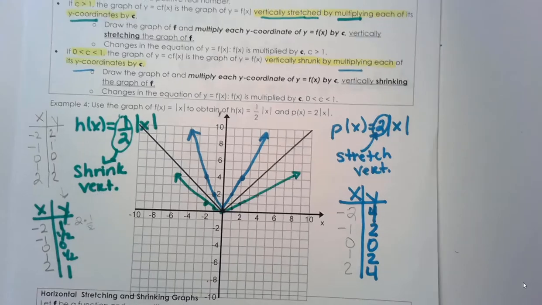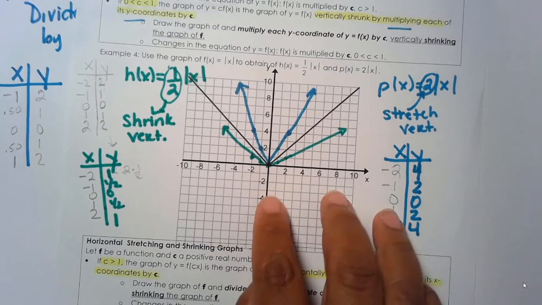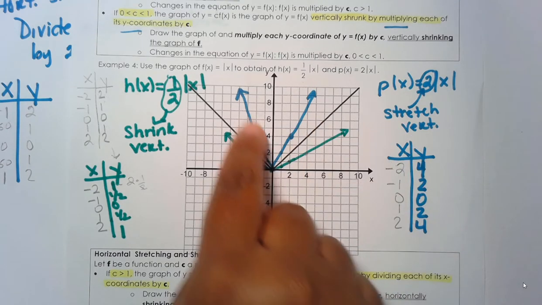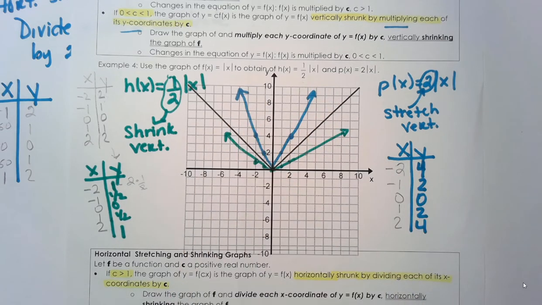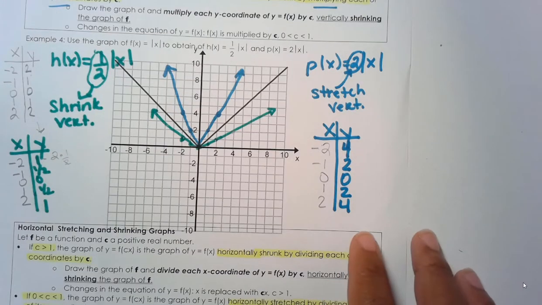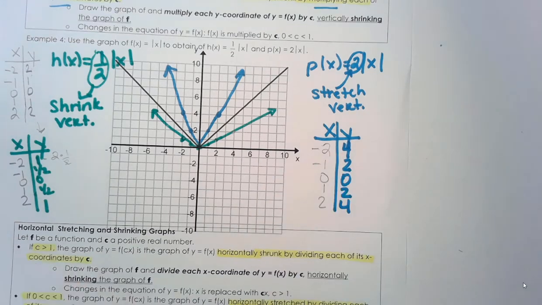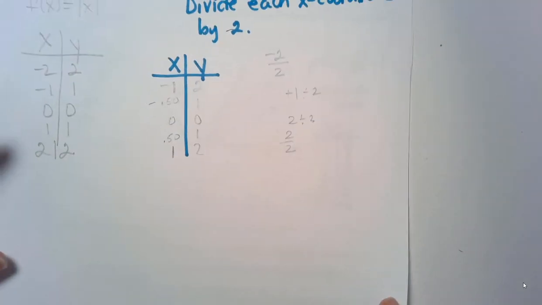If we go back and plot these points into this grid here, you'll notice that we will be plotting points on this blue line, where you see the blue absolute value. So our horizontal shrinking is similar to the vertical stretch. Same points that we're plotting.